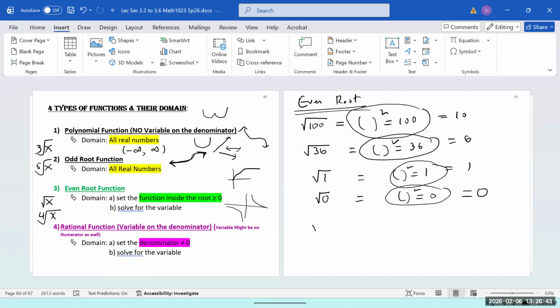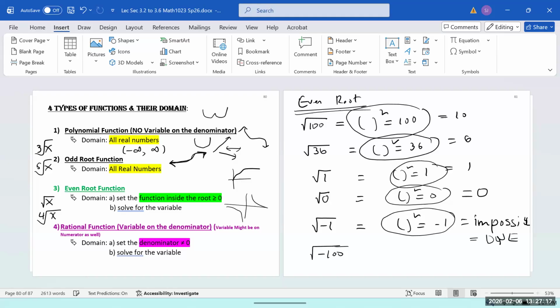Now, if I ask you what is square root of negative 1, it means tell me a number that when you square it, the result is negative 1. Can you give me this answer? Same number multiplied twice, and the result is a negative number. Is it possible? Impossible. And the impossible we denote with DNE, doesn't exist. How about square root of negative 100? Still not possible.